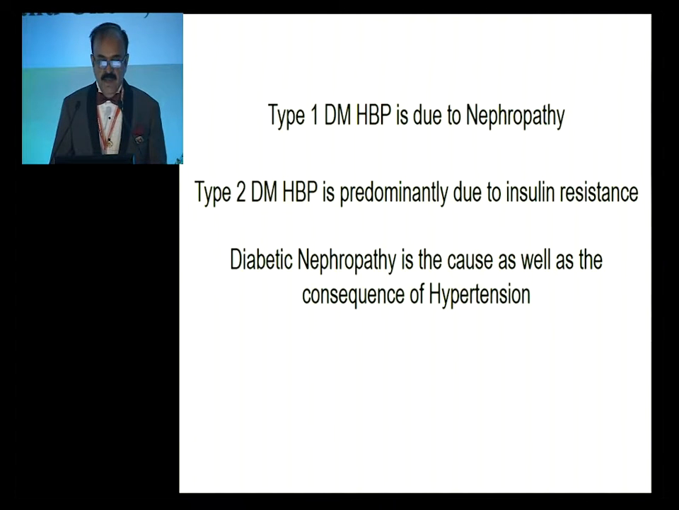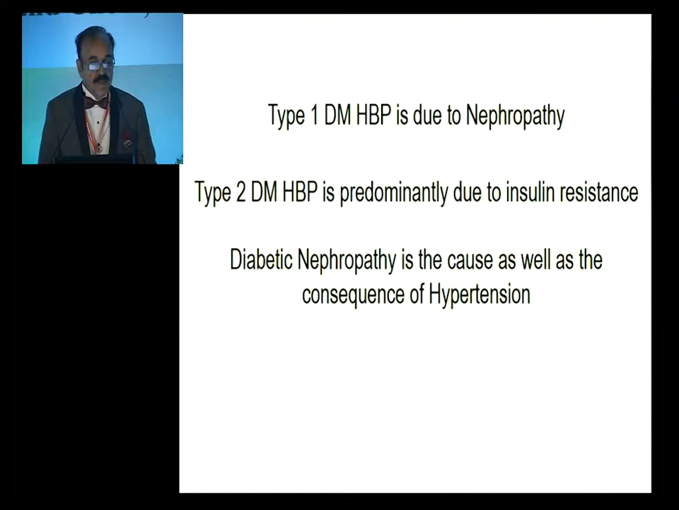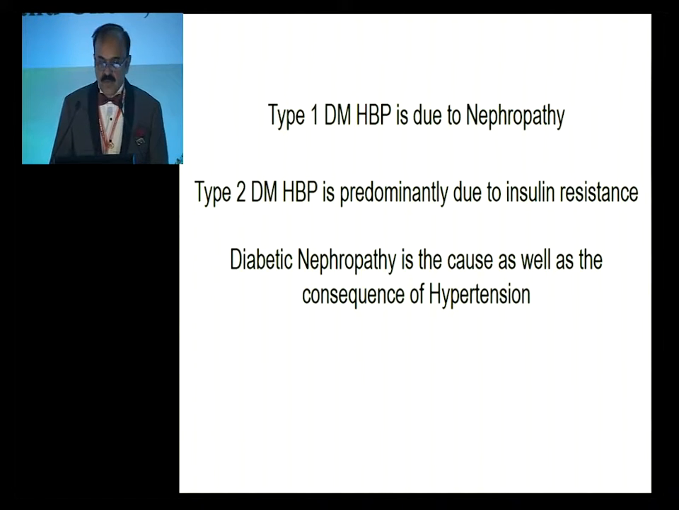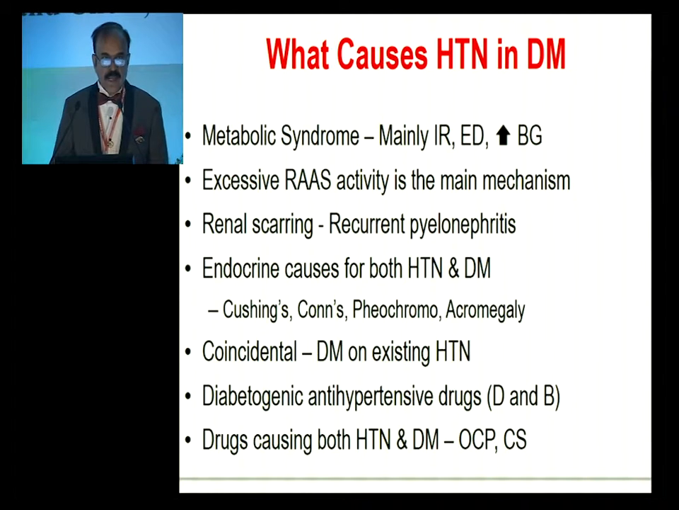In type 1, the hypertension is due to nephropathy. In type 2, it is predominantly due to insulin resistance. Diabetic nephropathy is the cause as well as the consequence of the hypertension. What causes hypertension? There are so many theories. Metabolic syndrome, mainly insulin resistance, endothelial dysfunction, excessive RAAS activity, endocrine causes for both hypertension and diabetes such as Cushing and Conn's, and drugs causing both hypertension and diabetes.